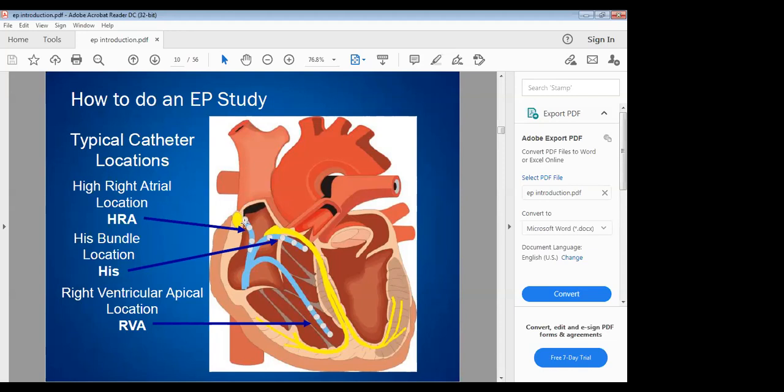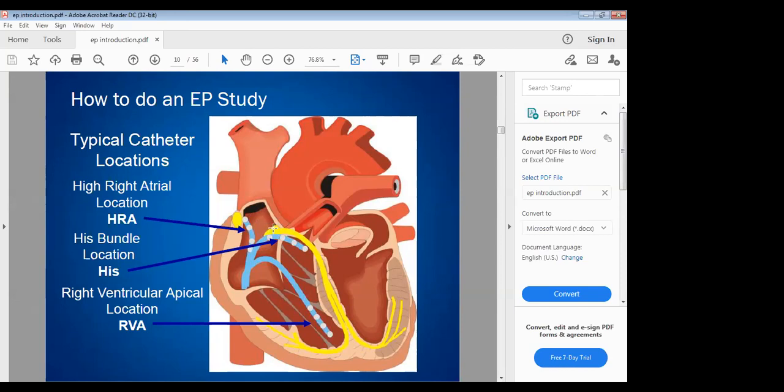The next definition we should know is the AH interval. The AH interval simply defines the time interval between electrical activity generated from the atrium, anywhere from the atrium, either from the SA node or from any segment of the atrium, to the time it gets to the AV node. The time from the atrium to the AV node is defined as the AH interval. So that helps you explain your AV nodal delay.